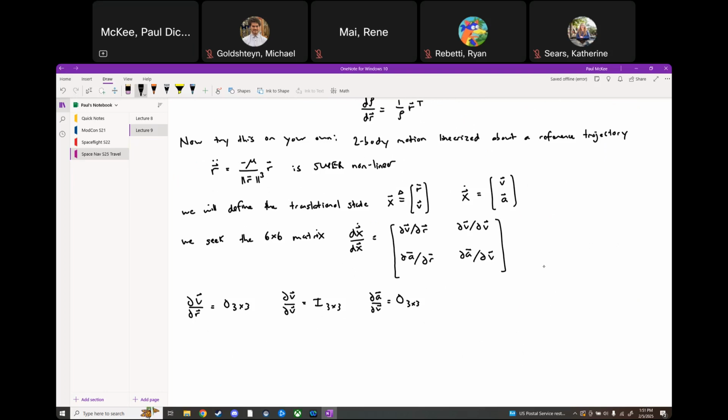But the other one is a bit of a problem. So the derivative of acceleration with respect to position, well, that's the same thing as the derivative of r double dot with respect to r, which is the derivative with respect to r of negative mu over r norm cubed r. This is the ugly one. This is the one that we're going to have to use the techniques that we've learned in this lecture.